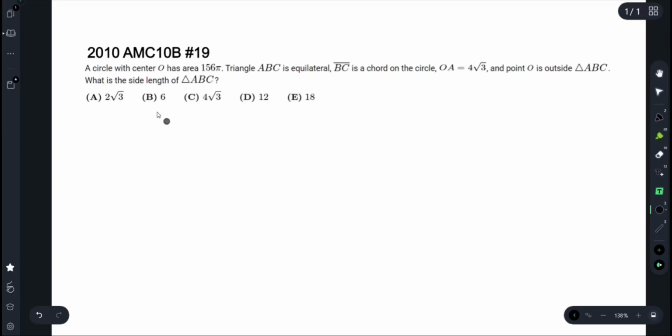Alright guys, so today we're talking about the 2010 AMC10B number 19. This is on viewer request. A circle with center O has area 156 pi, triangle ABC is equilateral, BC is a quarter circle, OA is equal to 4 root 3, point O is outside ABC. What is the side length of ABC?